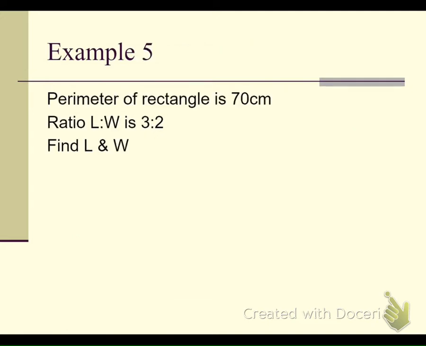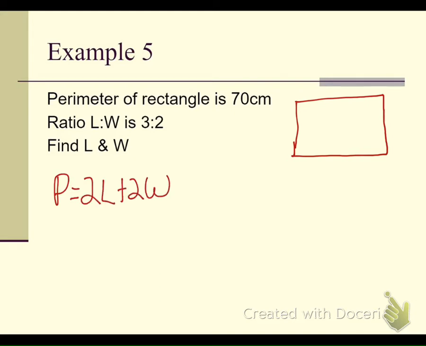So now we're on example 5, and this is talking about perimeter of a rectangle. I like to draw a picture with this so we can see what our rectangle looks like. And we know that the perimeter of the rectangle is 70 centimeters. How do you write perimeter? How do we find perimeter? You add all the sides. So we have 2 lengths adding 2 widths. So a perimeter equation we can use is perimeter equals 2L plus 2W.